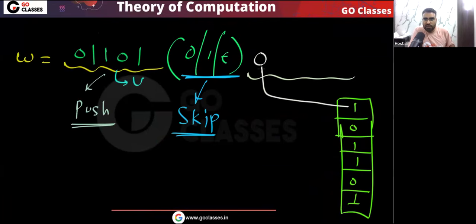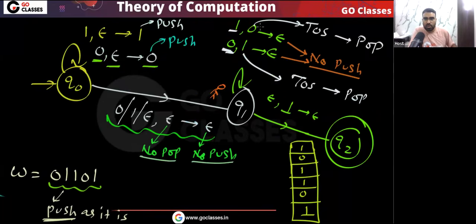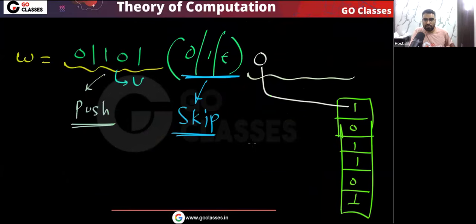If the top of the stack is 1, then input must be 0. Is this point clear? Please tell me. You can see, if top of the stack is 1, then input must be 0. If the top of the stack is 0, then input must be 1. So you can see. Okay, next.